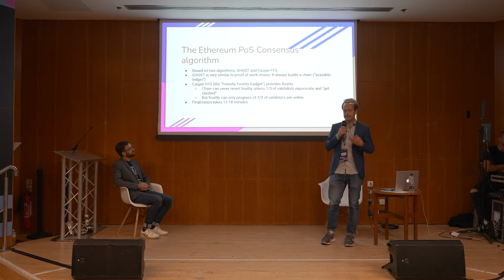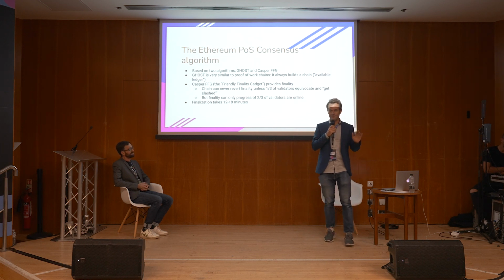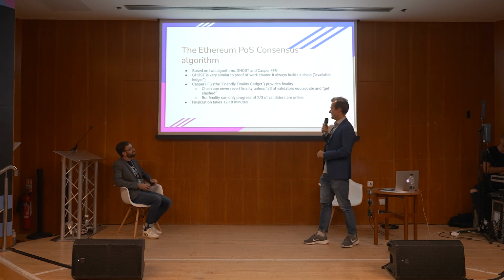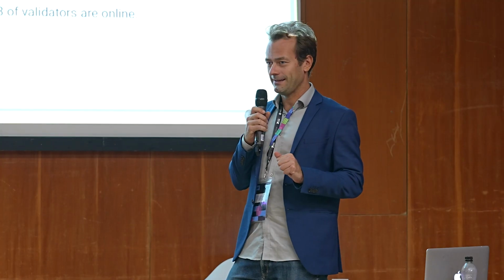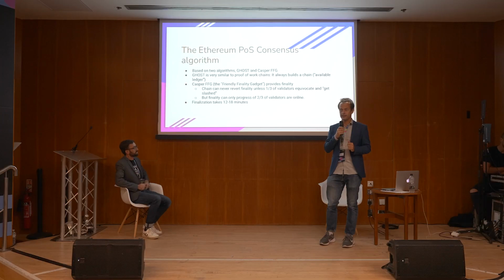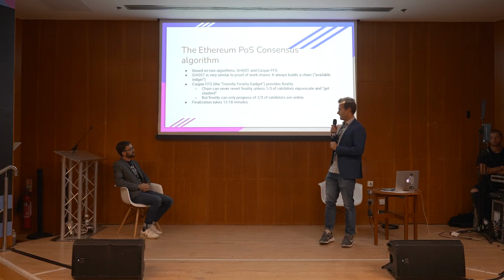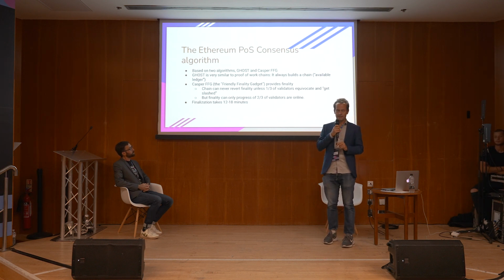What it does is it can always build a chain no matter how many validators are online. So even if it's World War III and half of the world is in cinders, it can still work, it can still build a chain. But of course, what that means is there could also be several different chains. So it doesn't have absolute security, but it always builds a ledger. Now Casper FFG is the finalization algorithm.